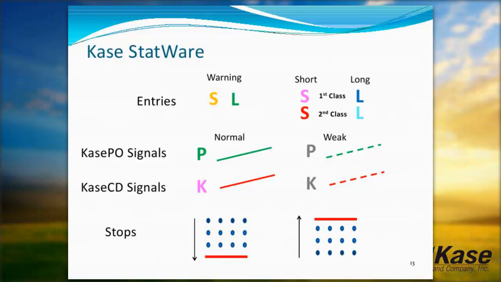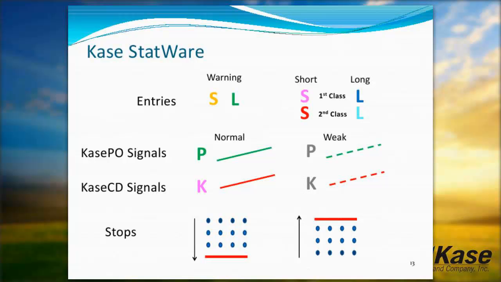So just, again, to go over these very basic signals, our entries for Kase StatWare, we have the S's and L's. We have both warnings, and then the first class and second class signals. S is short, L is long. The basic premise is we're looking at various momentum indicators, a longer bar length filter, swings, and bar patterns to derive those signals.